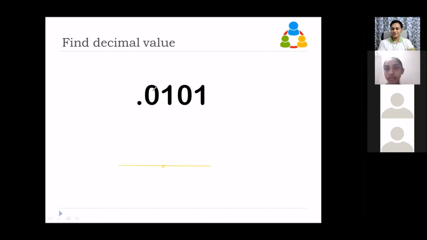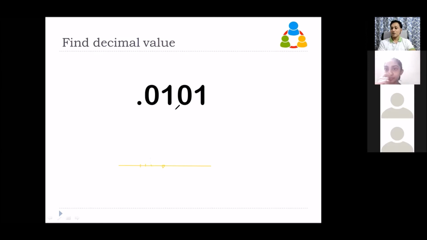Because this is 0. Now for the next one, this is 1 by 4, so this is 5 by 16. So this is the second half, because this is 1. Now the third one, 0, means this half. The fourth one is 1 by 16. So it is 0 into 1 by 2 plus 1 into 1 by 4 plus 0 into 1 by 8 plus 1 into 1 by 16.